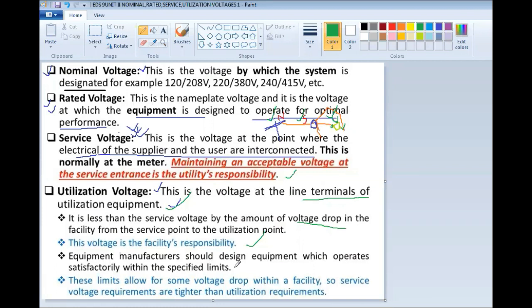So there will be a plus or minus. If it is 230 volts, then between 218 volts and 242 volts it should operate satisfactorily. So these are the important definitions with respect to the voltage drop calculations.